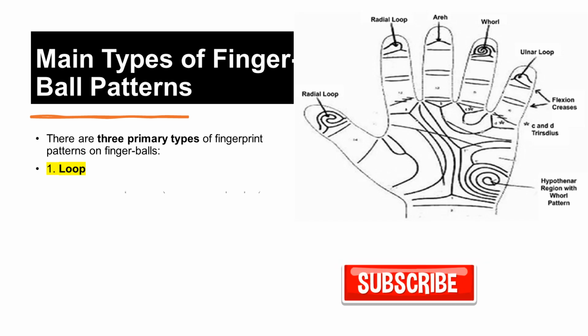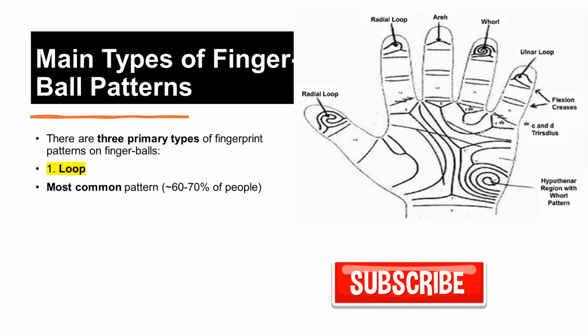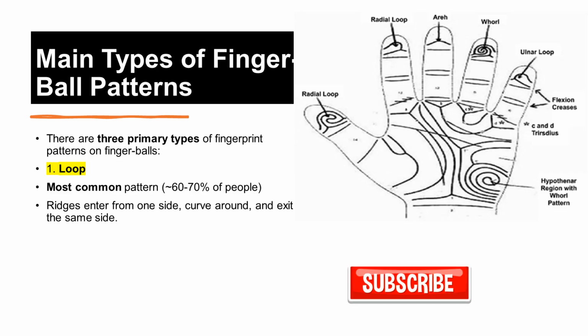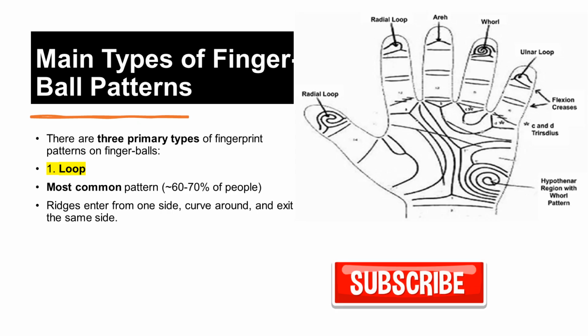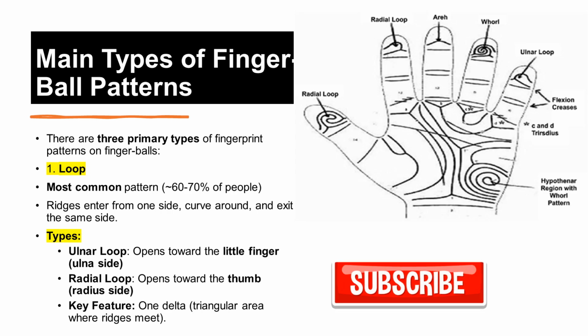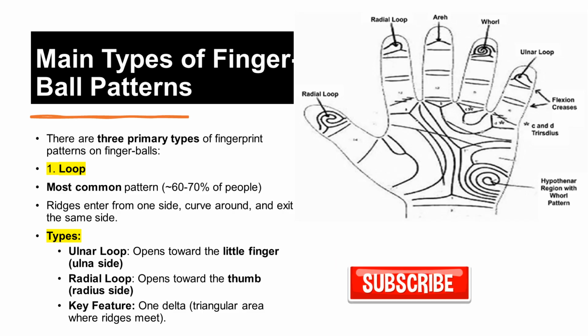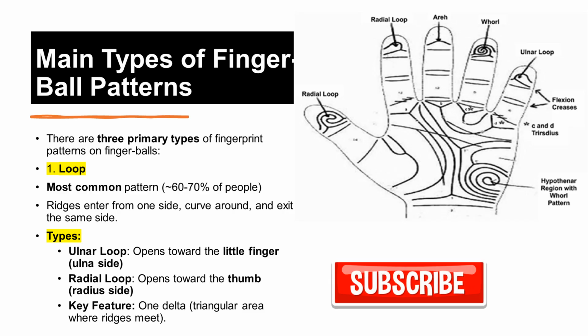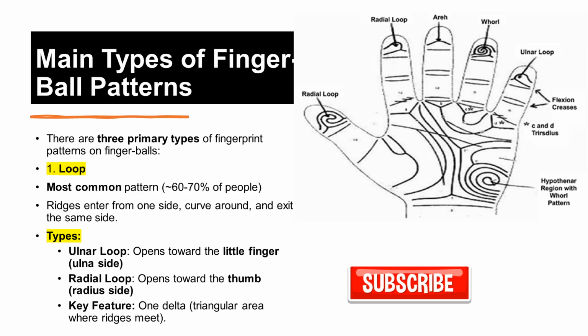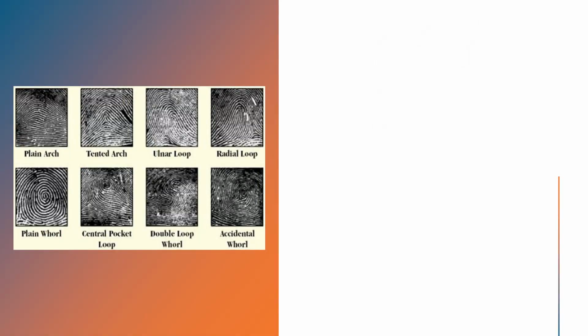1. Loop. Most common pattern, 60-70% of people. Ridges enter from one side, curve around, and exit the same side. Types. Ulnar loop opens toward the little finger, ulna side. Radial loop opens toward the thumb, radius side. Key feature, 1 delta, triangular area where ridges meet. 2. Whorl.